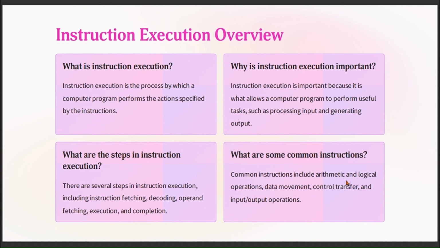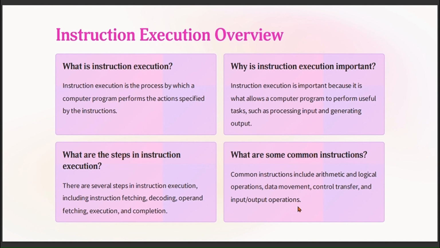Now, some common instructions. Common instructions include arithmetic and logical operations, data movement, control transfer, and input-output operations. Instructions are basically the building blocks of a computer program and can perform a wide variety of operations. Some common types of instruction include arithmetic instructions. These instructions perform basic arithmetic operations like addition, subtraction, multiplication, and division. Logic instructions. These instructions perform logical operations like AND, OR, and NOT. Memory instructions. These instructions read data from or write data to the memory.